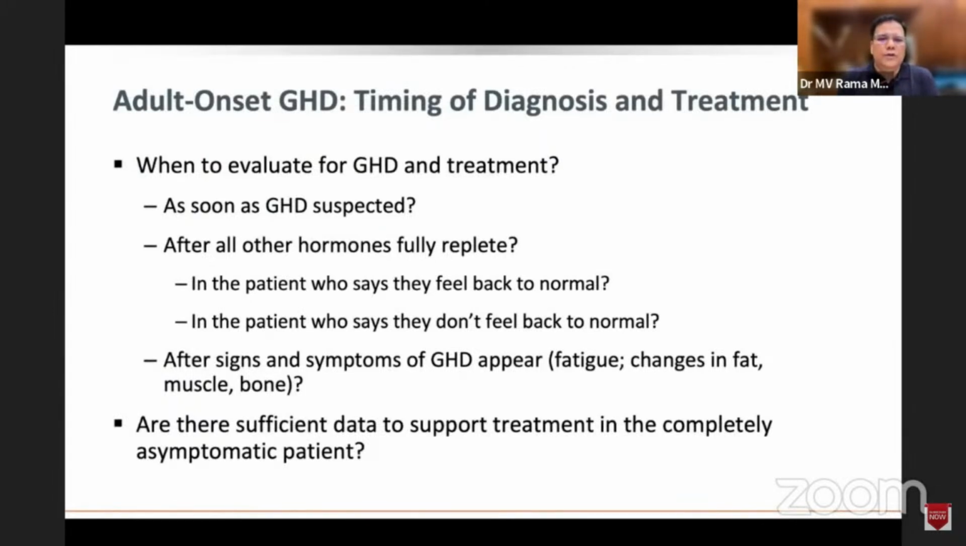When to evaluate growth hormone deficiency and treat? As soon as growth hormone deficiency is suspected, after all other hormones are fully repleted, if the patient says he doesn't feel back to normal, and after signs and symptoms of growth hormone deficiency occur, you have to look for these. These questions are very important. And are there sufficient data to support treatment in a completely asymptomatic patient? Each question should be answered separately so that you have a clear-cut idea about the patients whom you are treating.